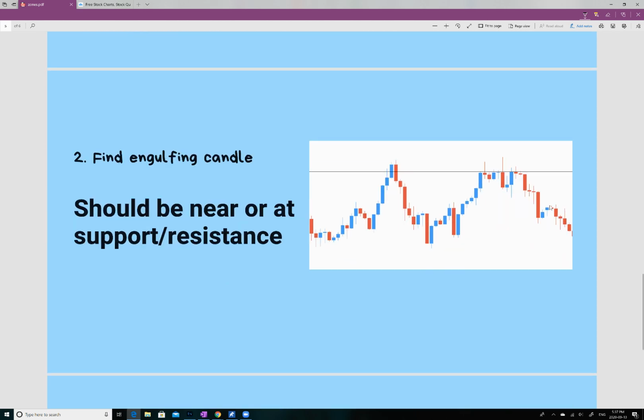Next, we're going to find our engulfing candle. So you're going to look for an engulfing candle at that level. Now, it doesn't need to be in this exact area. If you need to go back through history, that's fine. You'll see what I mean when we actually look at a real-time example. But it should be near or at support or resistance. So in this example, we're going to use this guy here.